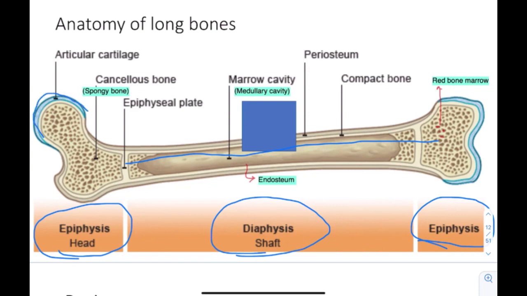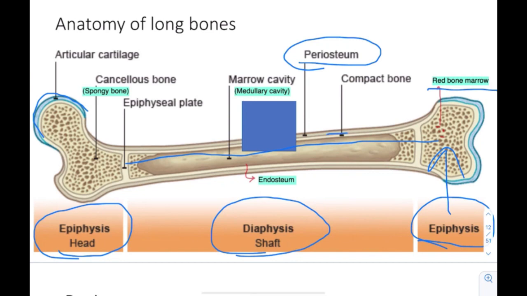right here. And at the ends of the long bones in the epiphyses, there's spongy bone. And in the spaces, there's red bone marrow, like I mentioned earlier, which is responsible for producing blood. We also have a membrane that's covering the bone, especially along the diaphysis or the shaft, called the periosteum. And this is important for bone growth. We'll talk about it later.